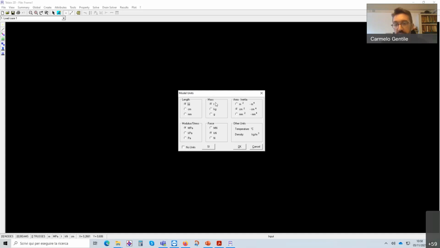The mass, again, actually we don't deal really with mass because all the weights will be considered in Newton with the forces, not with the mass. So we can stick to tons. Inertia and area: usually it is a good idea to work in centimeters squared or centimeters to the power of 4 for the area and the inertia respectively. Otherwise, we can choose millimeters or meters.